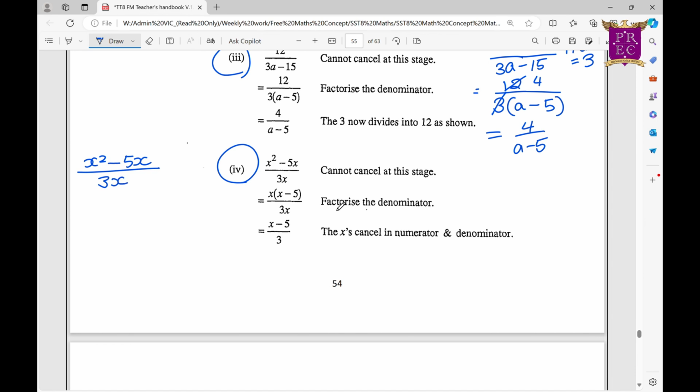So you notice that there's an x squared and there's a negative 5x. Your highest common factor in this instance is just the x. And so what that gives us is x bracket x squared divided by x is just regular x. Negative 5x divided by x is negative 5. And we can just cancel out the x's, the x from the 3x, which just leaves us with x minus 5 over 3. Like so.